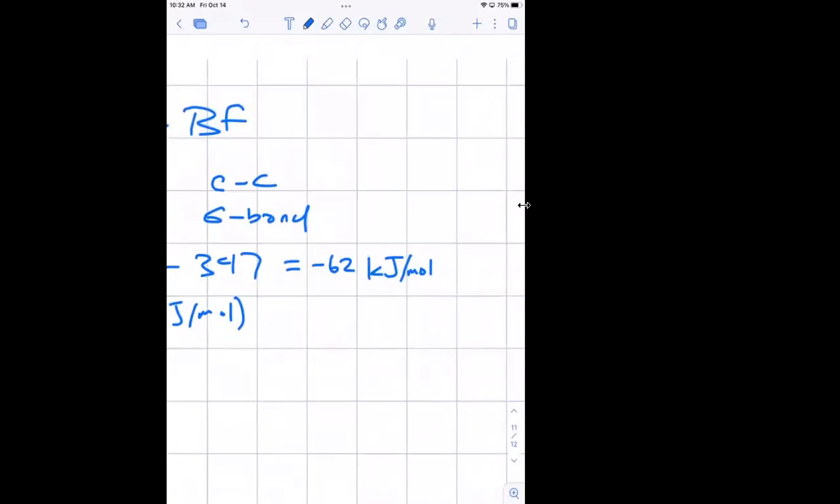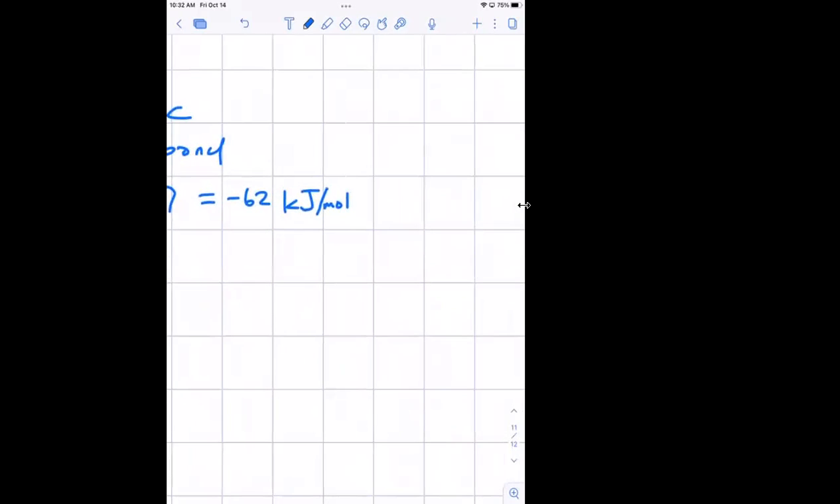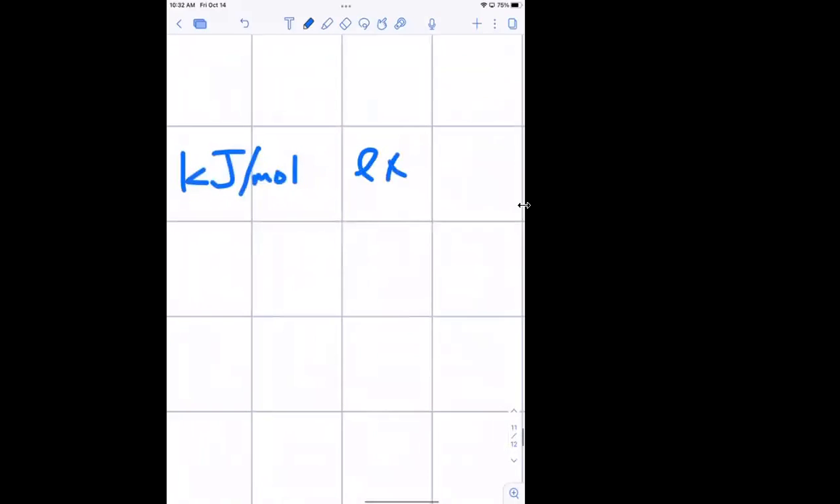But again, that's why the numbers and the sign matter, because if we just said it was 62 and assumed it to be positive, then we'd be wrong, because we'd be saying that's an endothermic reaction, and it's not. So negative 62 kilojoules per mole, which means what? Endo or exo? If delta H is negative, that means it's what? Exothermic.